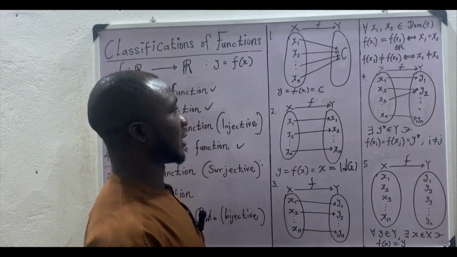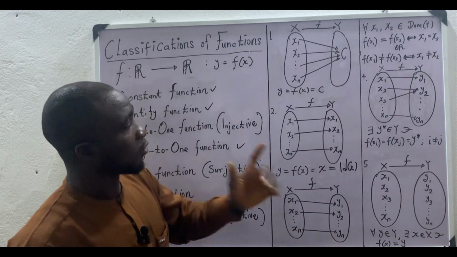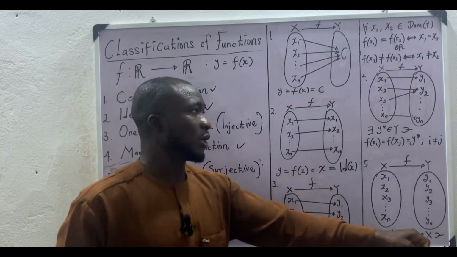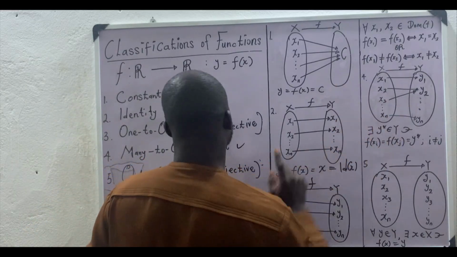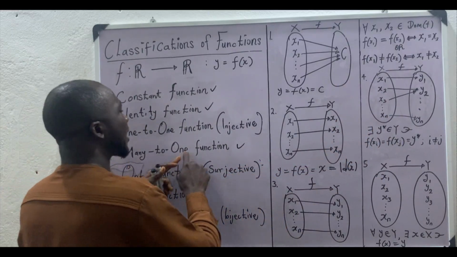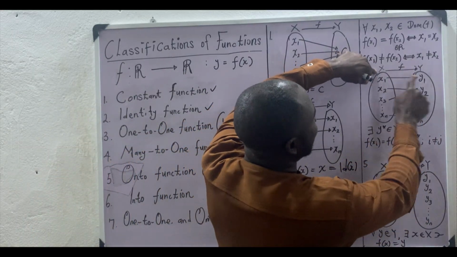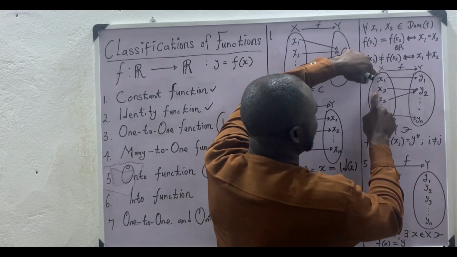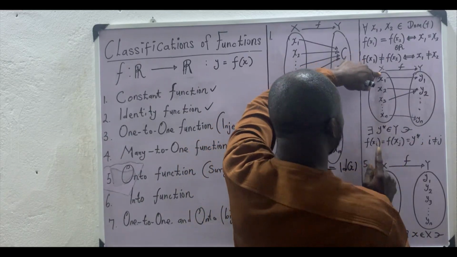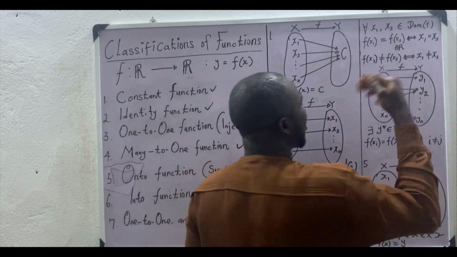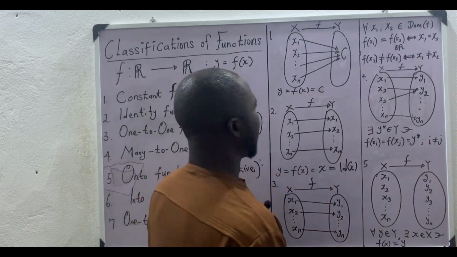But if it happens that the function assigns at least two distinct or different elements from its domain to a unique value or single value in its range, then that kind of function is what is referred to as a many-to-one function. Here, the function f assigns s1 to y1, it assigns s2 to y2, but it also assigns s3 to y2, until it associates other elements in its domain to other elements in the range.